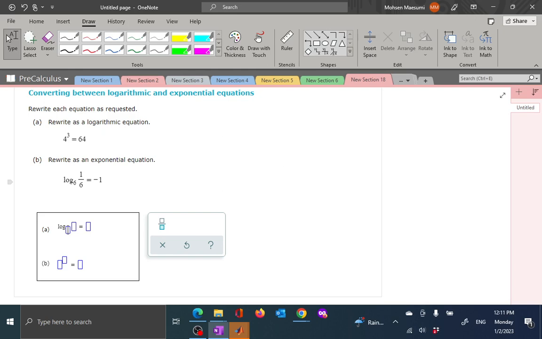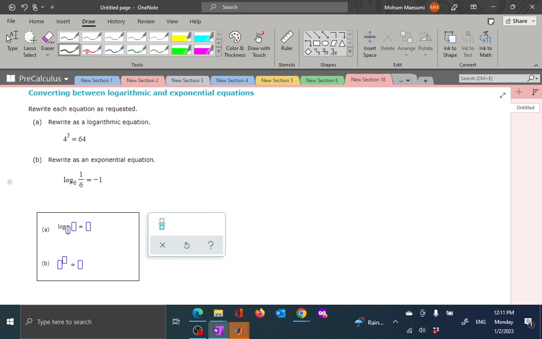Today's topic, again a short one: converting between logarithmic and exponential equations. What you see here is an equation written in the so-called exponential format. We want to change it to the logarithmic format, so we want to rewrite this in a logarithmic way. The opposite is also asked: an equation is written in a logarithmic way, and the question is how it is to be written in an exponential format.